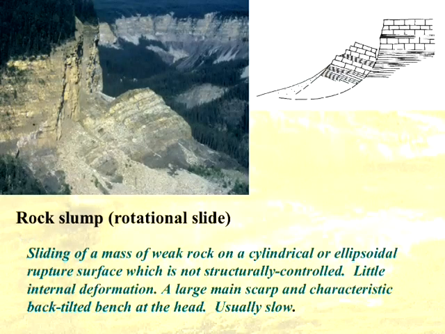Here's a rock slump. You can immediately recognize it with the distinct main scarp and the back-tilted bench here. And you can see that the sliding body is quite intact internally. There are no internal shears. So in cross-section, it would look something like that.